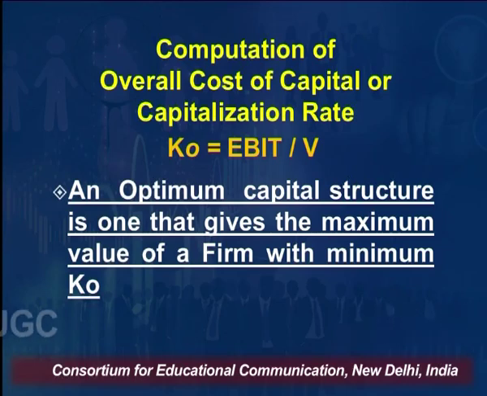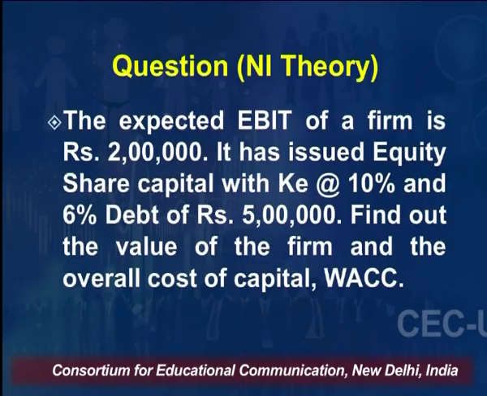So, an optimal capital structure is one that gives the maximum value of firm with minimum overall cost of capital, that is KO. Now, let us try and understand this theory with the help of a practical example. Here is the example in front of you on the screen, and this is like this.